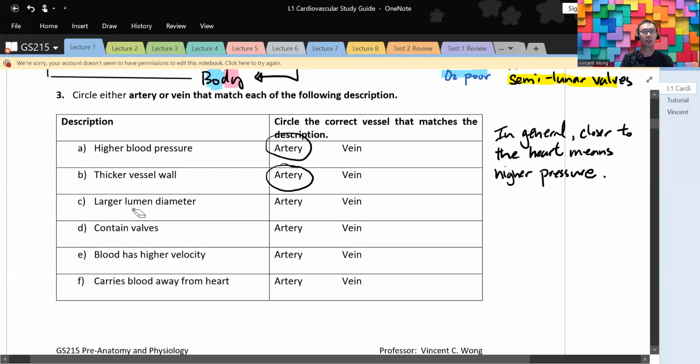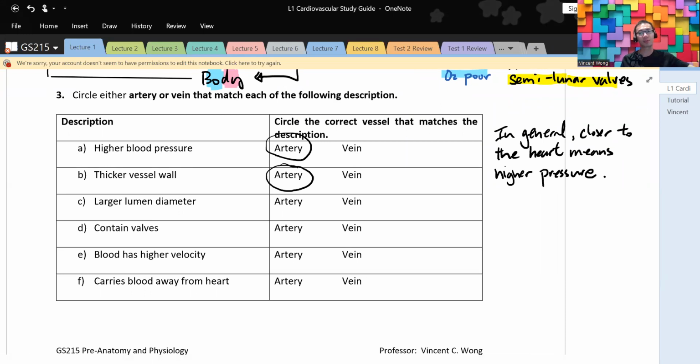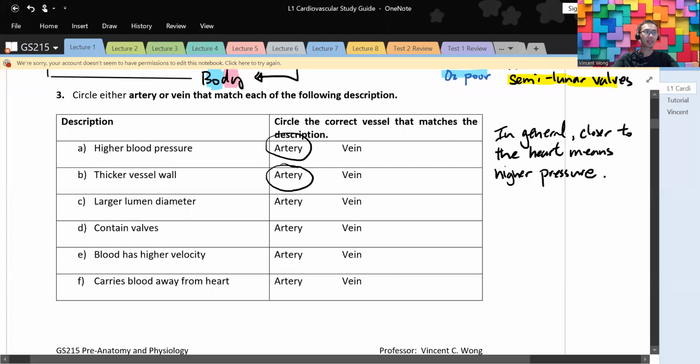Next one, larger lumen diameter. Lumen is the inside of some kind of a hollow structure. In this case, it would be the blood vessel. So like, if this is the blood vessel, the inside right here, that would be the lumen. Okay, so which one has a bigger lumen? Is it the artery or is it the veins? What do you guys think? Vein. That's correct. The veins would have a bigger lumen. Okay, so this would be the blood vessel, right?